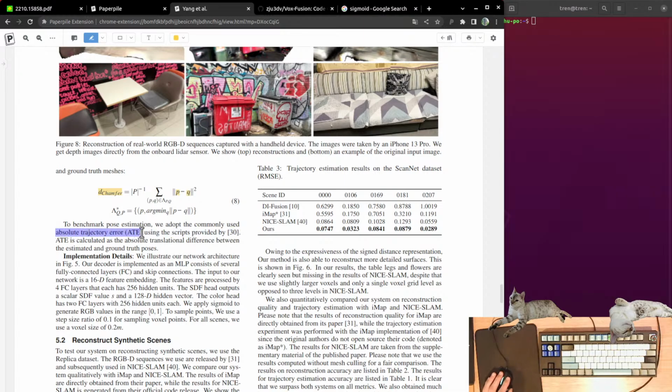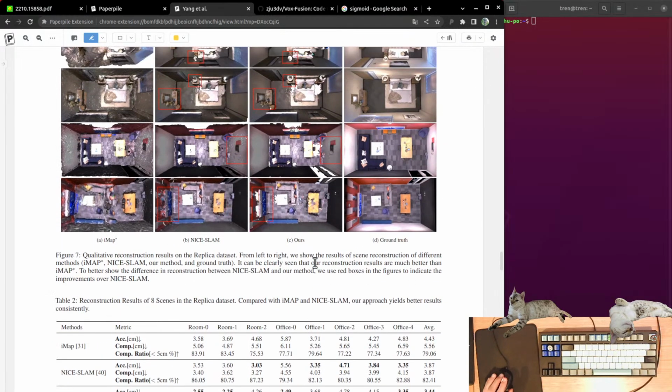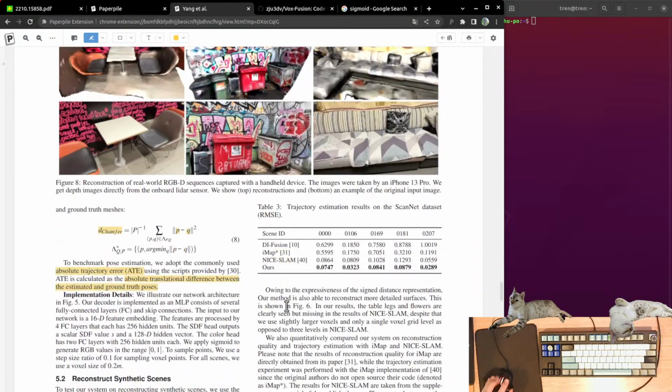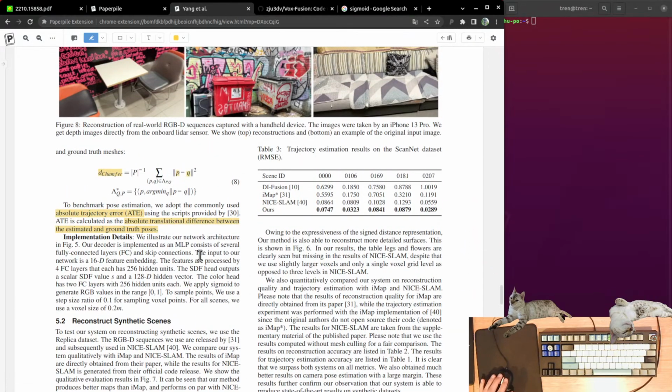Another metric they use is absolute trajectory error. You have the trajectory of your camera over time, and you have the absolute translational difference between the estimated and ground truth poses. But again, the datasets they're using are estimated to begin with, right? So that's not even an actual ground truth. But okay.